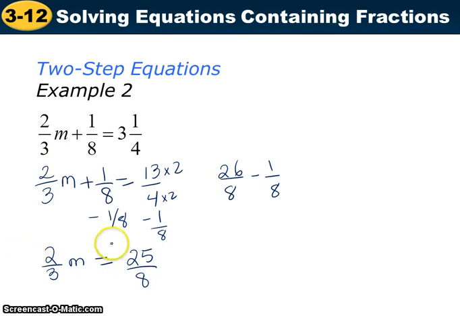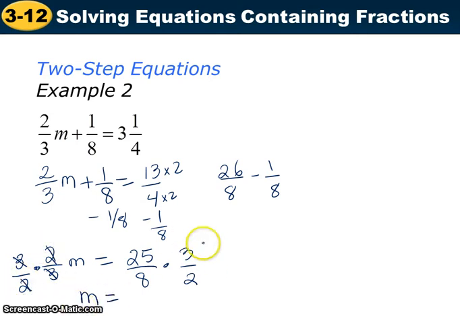Okay, now the next thing to do here will be to multiply by the reciprocal. Technically we are dividing by 2/3, but because it's a fraction we want to multiply by the reciprocal, which will be 3 over 2. And 3's cancel, 2's cancel.